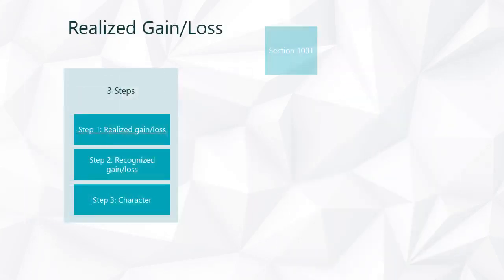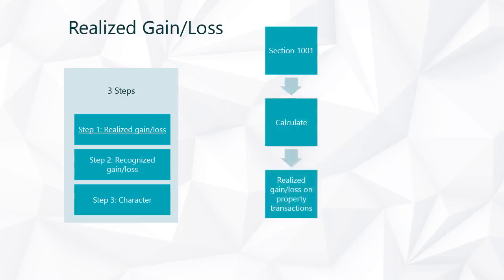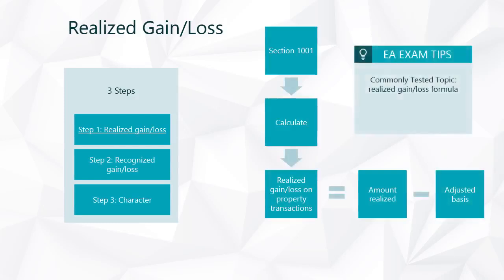For Step 1, Code Section 1001 requires us to calculate the realized gain or loss on the transaction. This is the amount realized minus the adjusted basis. This formula is arguably the most important formula in the entire tax law. Also, it is heavily tested on the EA exam along with many other property transaction rules.